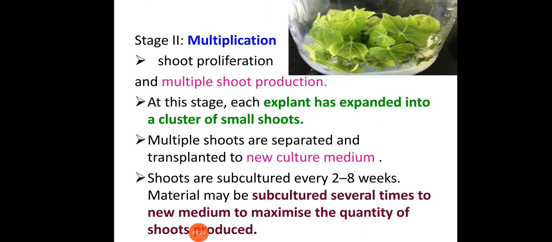So here stage 2 is the multiplication. Multiplication means more number of copies. Here shoot proliferation, called multiple shoot production, number of shoots. At this stage, each explant has expanded into a cluster of small shoots.